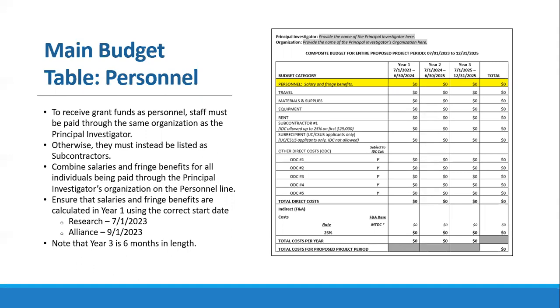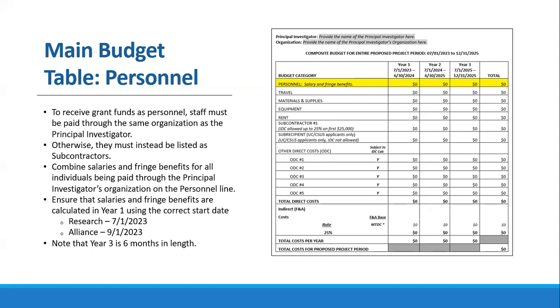All right, so the first line that you'll actually fill numbers in the main budget table is personnel. And this is going to be another theme that we hit a lot of times today, but to receive grant funds as personnel, staff must be paid through the same organization as the principal investigator. And this is going to be true for travel, materials and supplies, equipment, rent, and many of the other direct costs that might get included in projects. Anything that is not charged through the PI's institution must be listed as a subcontractor or a subrecipient as may be appropriate. We'll talk more about those definitions later.